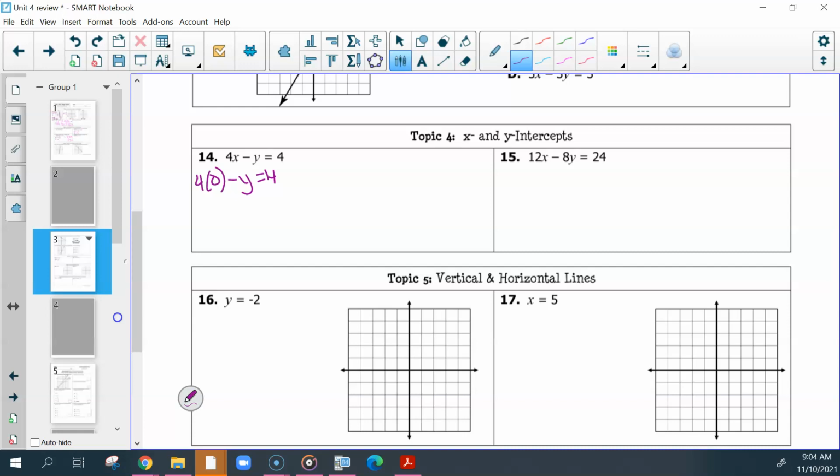Let me erase that, that looks weird. This would give me just negative y equals 4. And I can divide both sides by negative 1. So y equals positive 4. What would that be as an ordered pair?